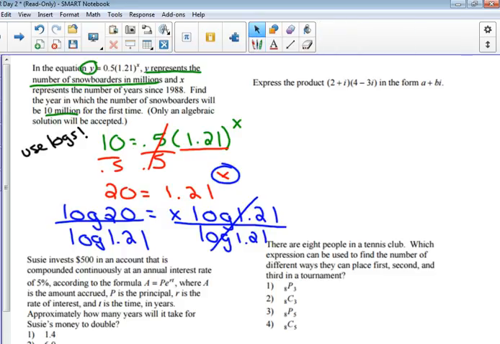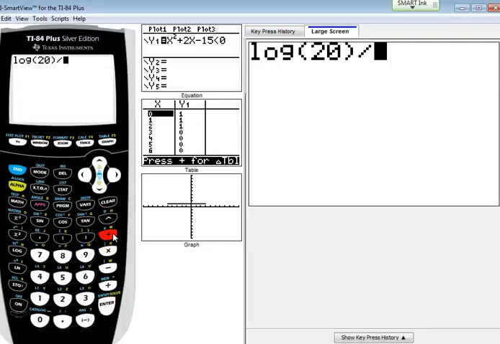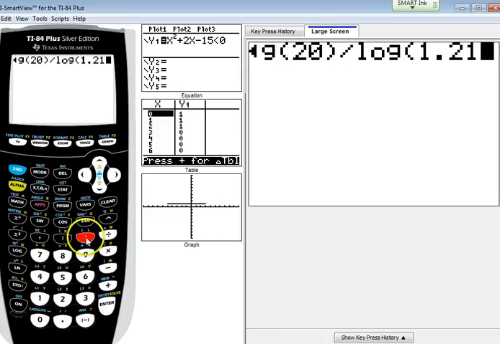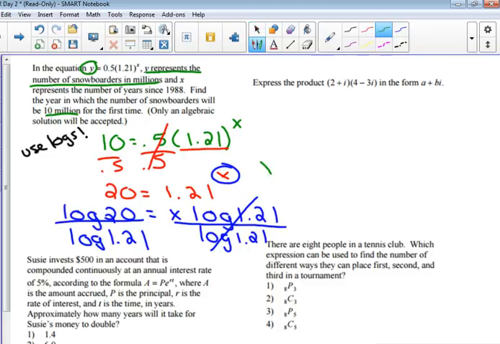So we want to use our calculator. Right, log 20 divided by log 1.21. You're using your log key on the left, so log 20 divided by log 1.21. And then years, full number? Well, we have to make sure we read what it asks, like which year. So let's write this out: 15.7. So x equals 15.7.